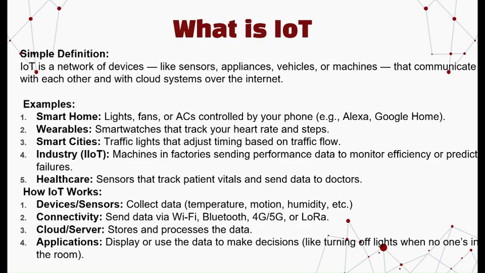So, what is IoT? IoT is a network of devices like sensors, appliances, vehicles, or machines that communicate with each other and with cloud systems over the internet. Examples: smart home, lights, fans, or ACs controlled by our phone. Wearables, smart watches that track your heart rate and steps. Smart cities. In smart cities, we can control traffic lights, street lights, and adjust the timing of them based on traffic flow.